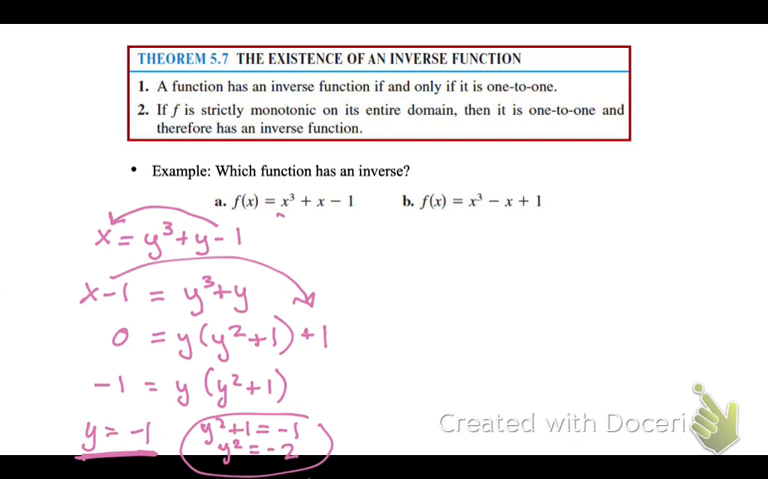Okay, so what's this look like? What's the parent? Because the parent function is what I can graph, right? Because it's y equals. So put the original function in your calculator. So y equals x cubed plus x minus 1. And zoom 6 it.